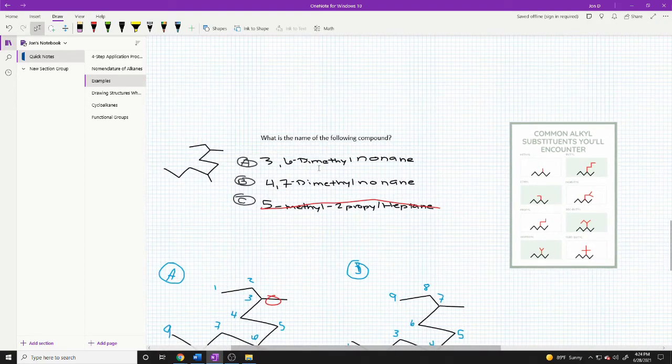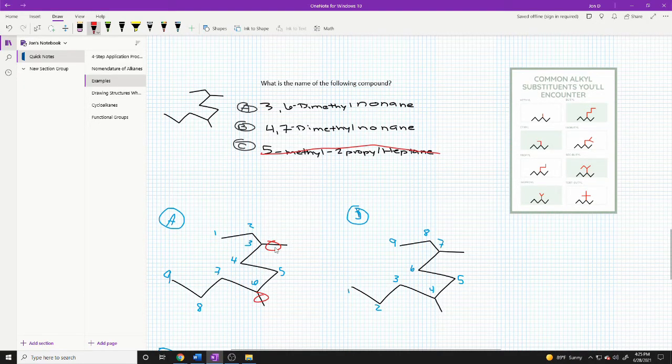So if we go back to our answers again, that coincides with this one, 3,6-dimethyl, and there's 2 methyls on carbon 3 right here, as well as carbon 6. Dimethyl nonane, and again, nonane is 9. The NON is the prefix for 9 carbons, and if we look right here, we have 1, 2, 3, 4, 5, 6, 7, 8, 9. So again, this is probably something that you might see on a quiz or an exam, so just be familiar with this particular type of question.